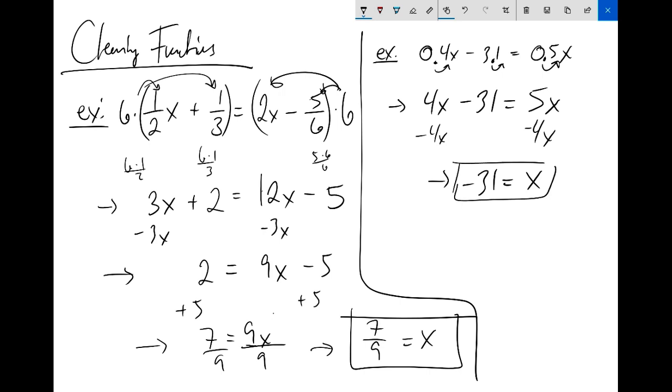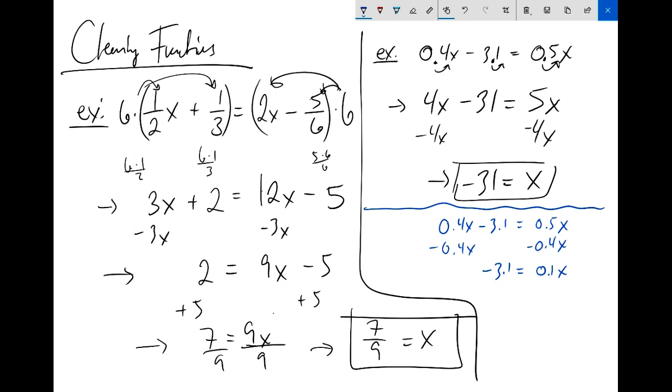If you put it in a fraction and then you do what Dewey just did, you would end up multiplying everything by 10, and then you'd end up back at that equation. You can do it with the decimals. So back at this point, you could subtract 0.4x from both sides, and you'd get negative 3.1 equals 0.1x, and then you could divide both sides by 0.1, and if you plug that in your calculator, you'll get the same answer. So you can solve decimal equations without getting rid of the decimals.